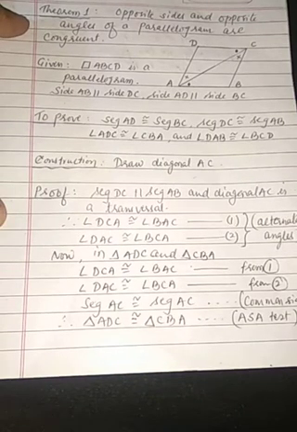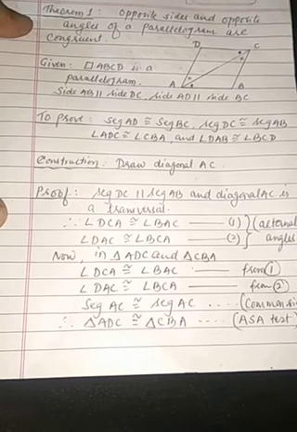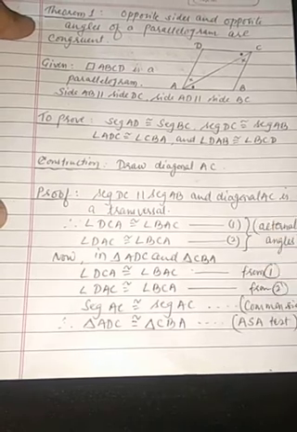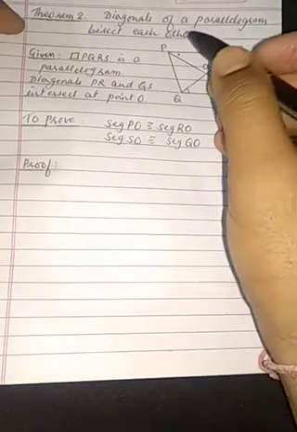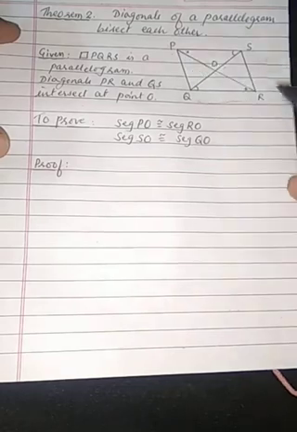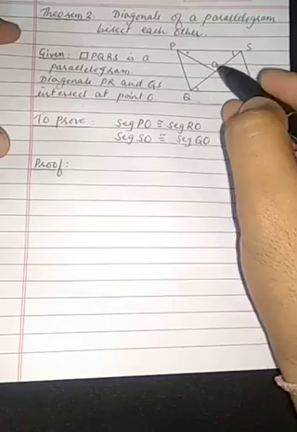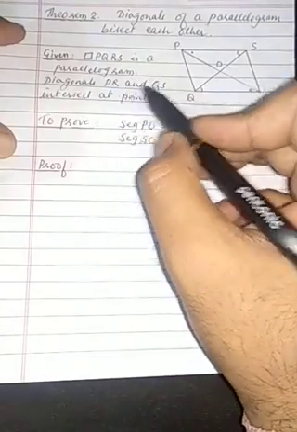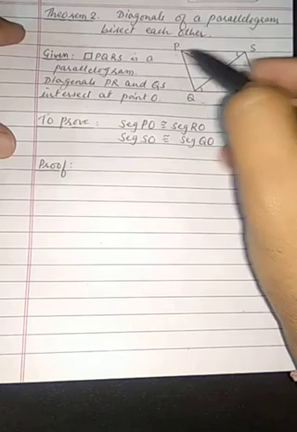Now we are going to prove theorem number 2, that is, diagonals of a parallelogram bisect each other. So the statement of the theorem is diagonals of a parallelogram bisect each other. You can write the given data. You can name a quadrilateral as PQRS or whatever you want, ABCD. In that we have diagonals intersecting at O. So you will write diagonals PR and QS intersect at point O. According to the given data, we have a parallelogram and diagonals intersecting at O.